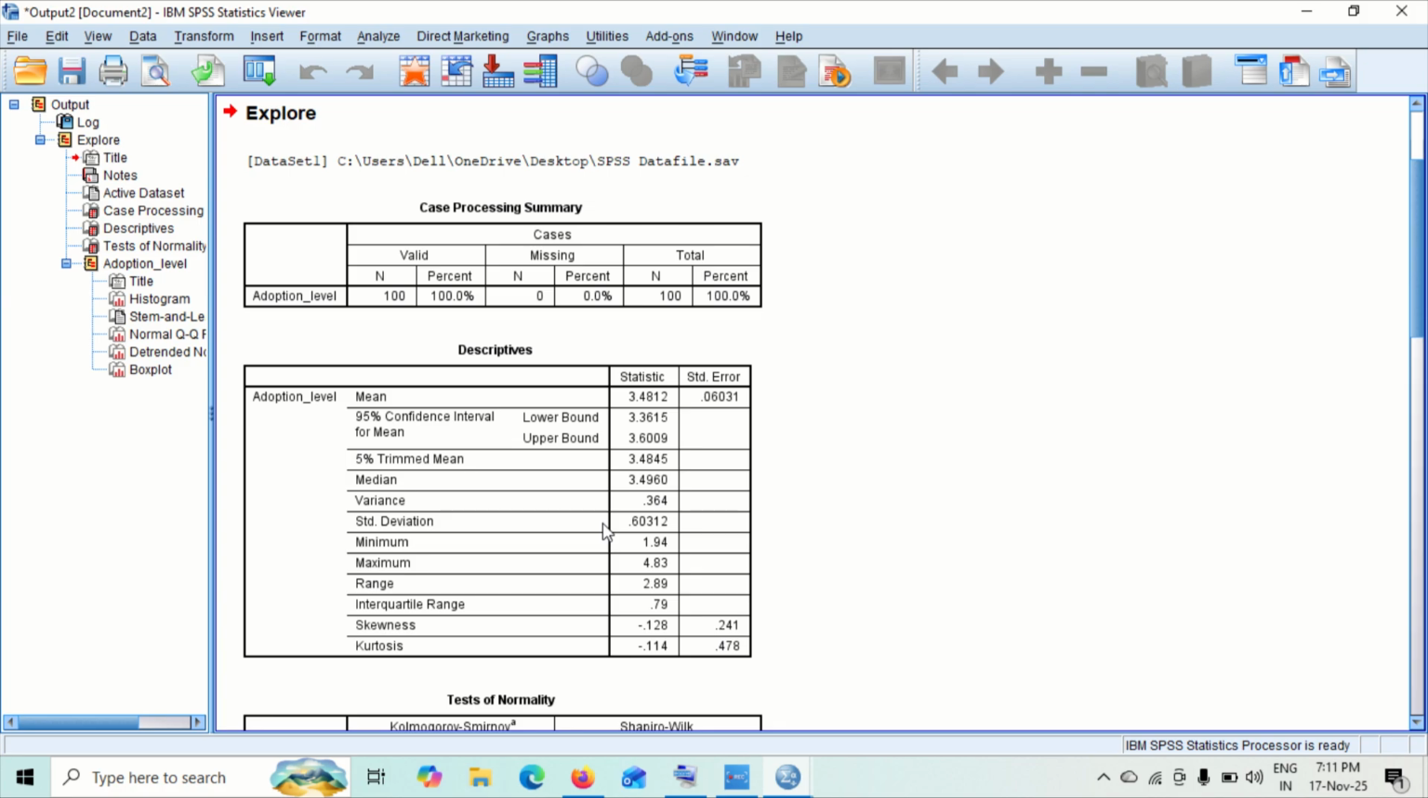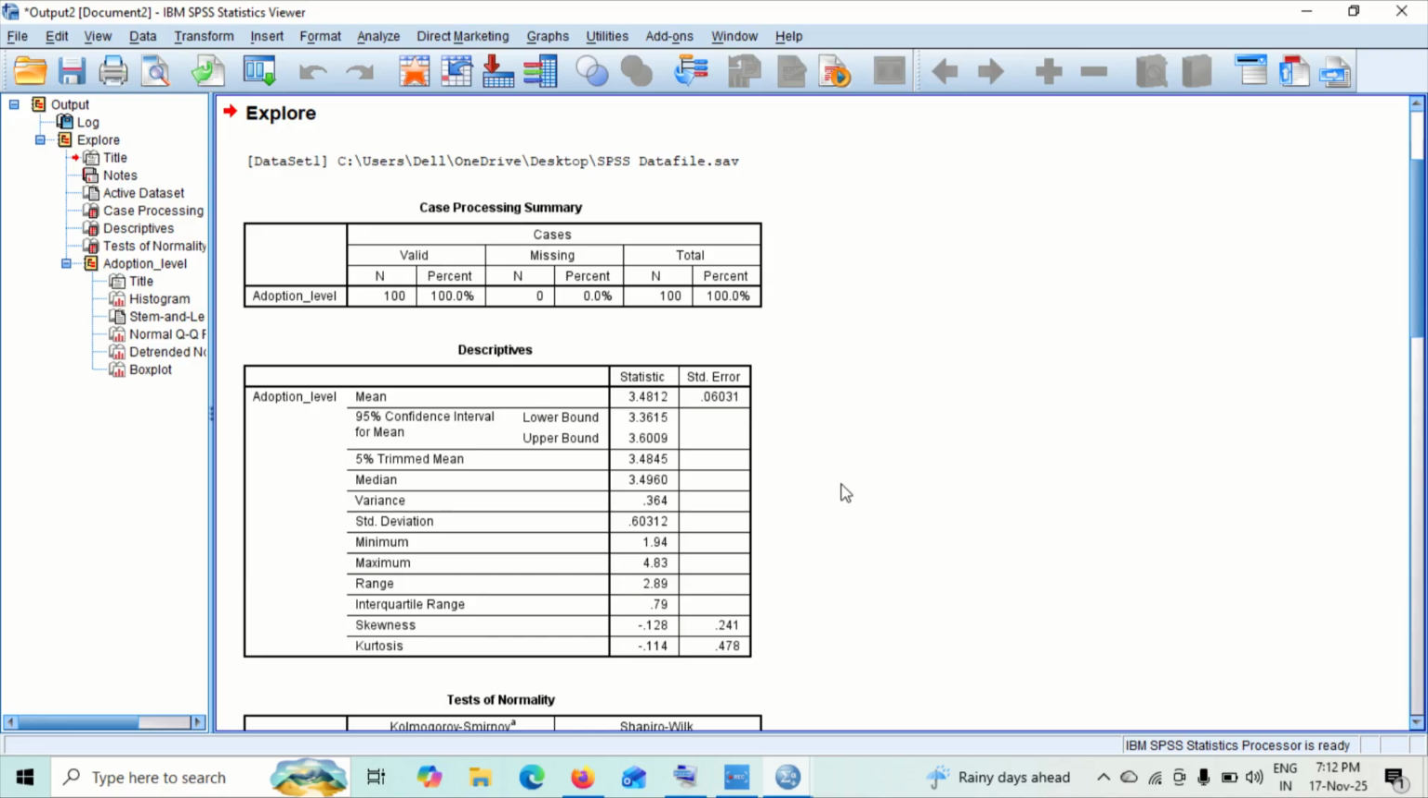This is the output view of the normality analysis. Here we can see the different results for measuring the normality assumption. First of all, the case processing summary. Here we have selected adoption level as the variable. The total number of samples is 100, that is the sample size.